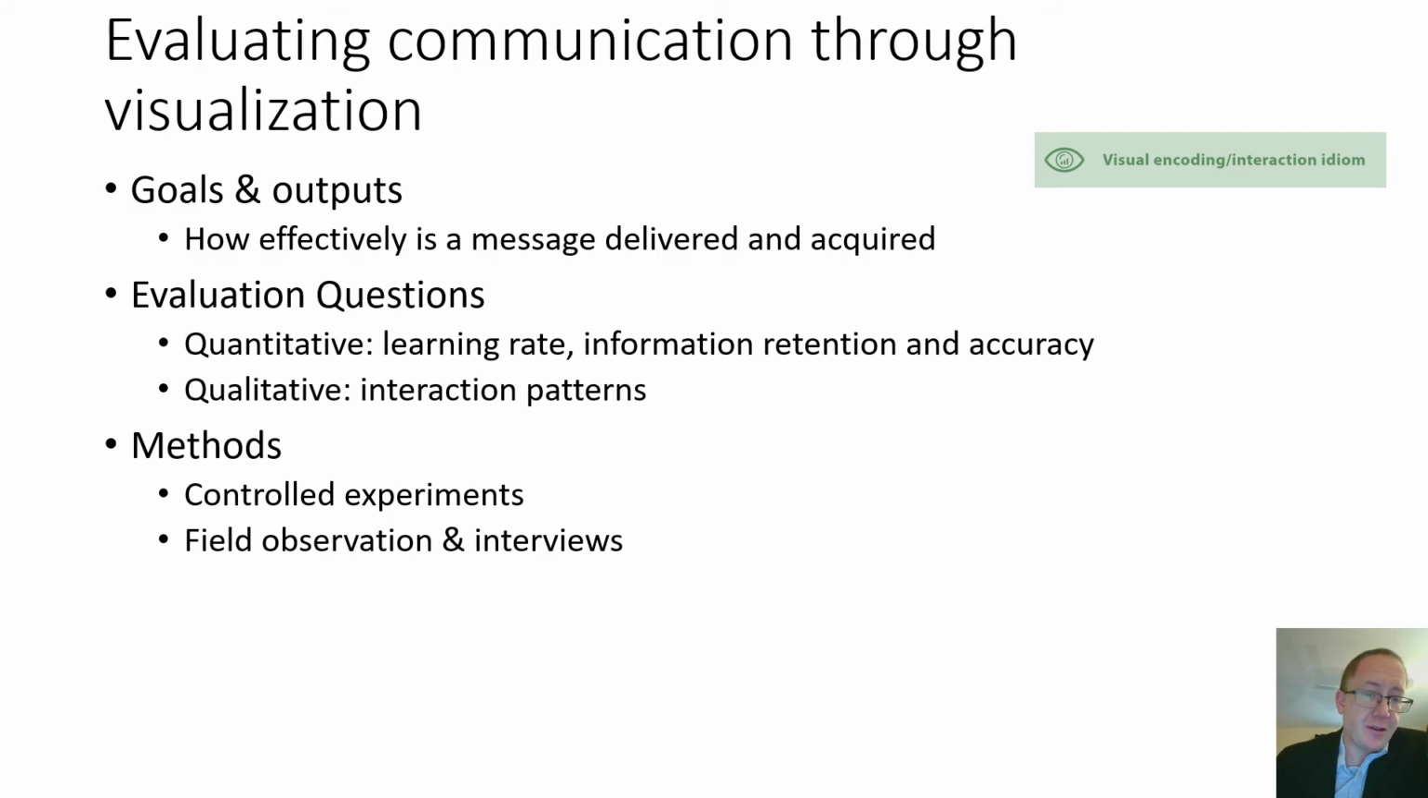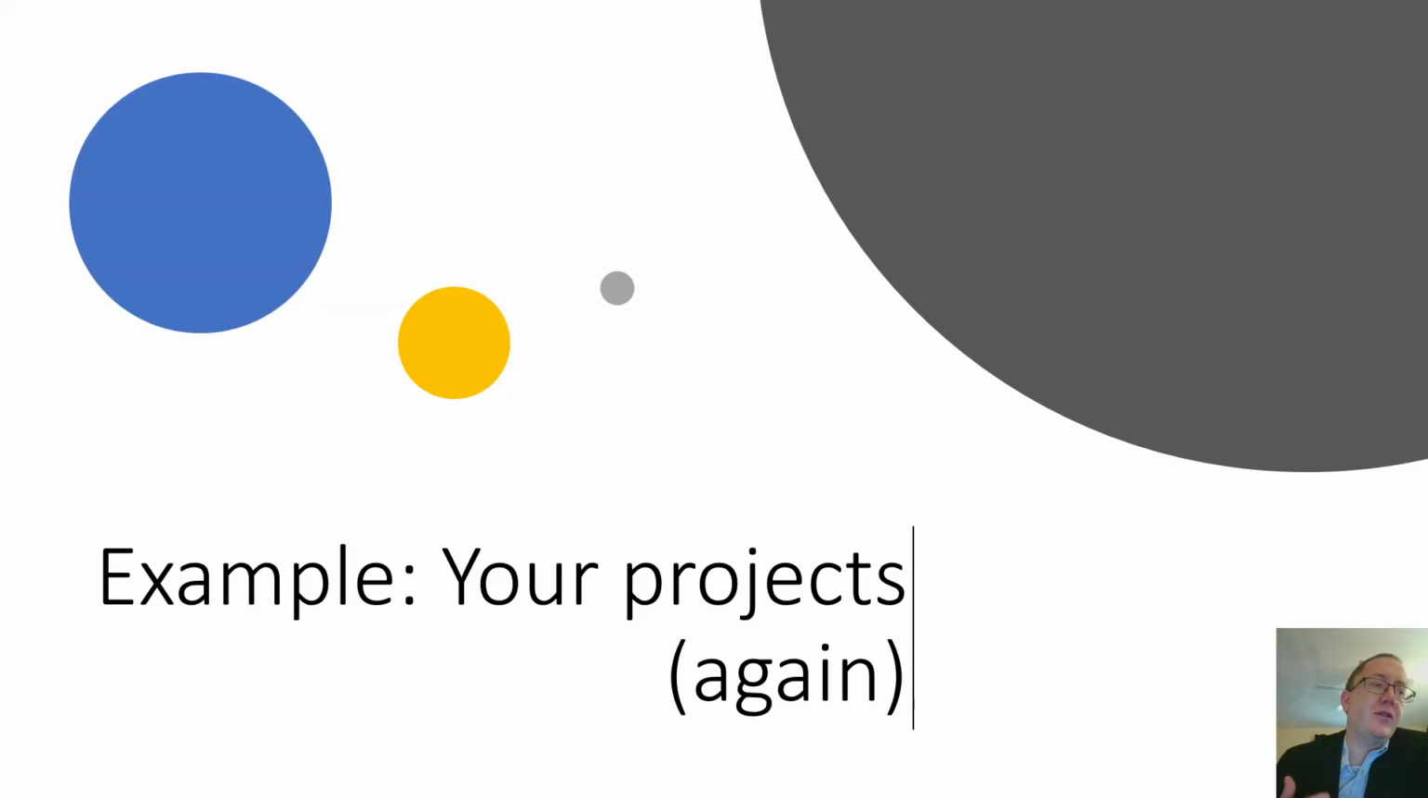And controlled experiments are the big ones, right? You can do field observations, but if you're seeing how well an idiom works for communication through the visualization, if you're trying to figure out how well something communicates through the visualization, this would be one of those cases. So how well do people learn about their health lifestyle habits based off of the visualization you gave? What kind of inferences do they have about how they need to change their lifestyle, and how fast do they figure this out?